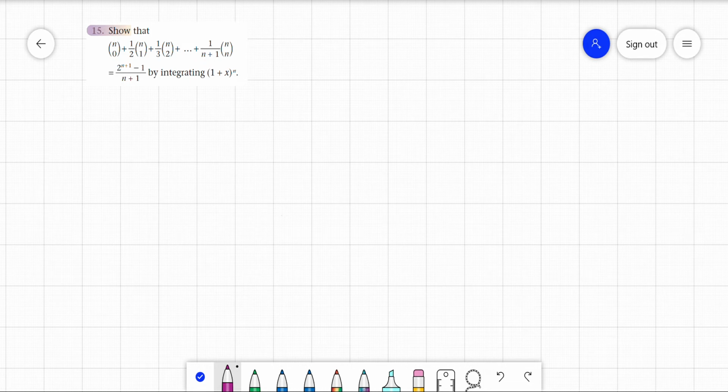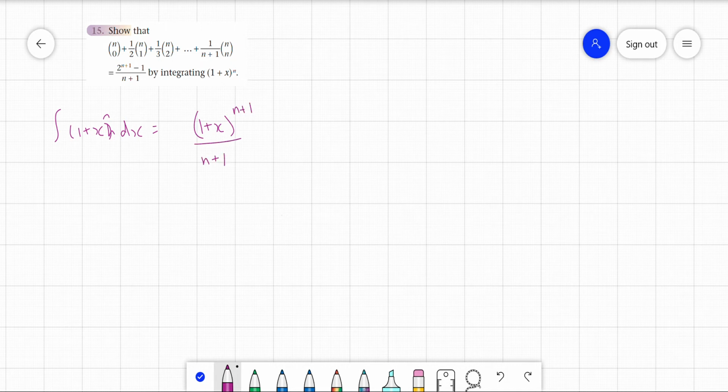So it says show this by integrating (1 + x)^n. So let's integrate (1 + x)^n the easy way first. The integral of (1 + x)^n with respect to x would get us (1 + x) to the power of n + 1, raise the power by 1, divide by that power.